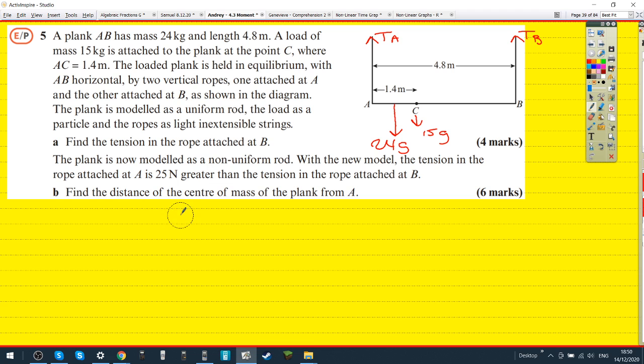25 newtons greater. How can you use that information? So I change TA to TB plus 25. I think it would be TB minus 25, would it? If A is greater, then you'd have to subtract 25. Yeah, sorry. So TB minus 25. Yeah.